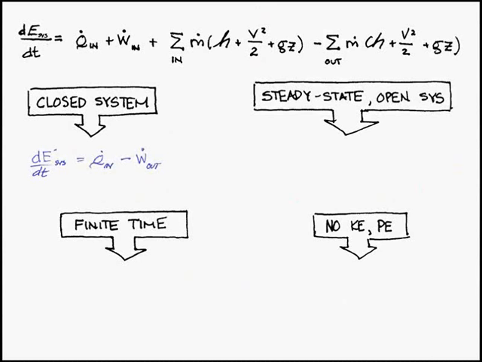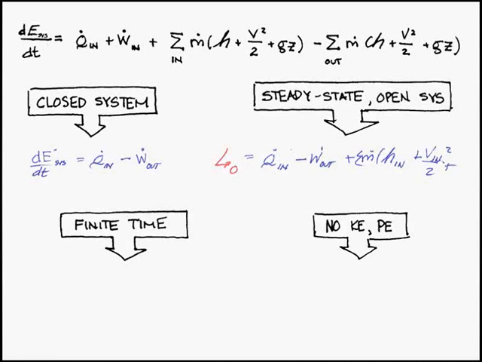Okay, so if you're going to apply this equation to a steady-state open system instead, what should you get? Hopefully you guessed that dE/dt goes away. That means that the energy of the system remains constant. Everything looks the same now as it always will. That's the definition of steady state.